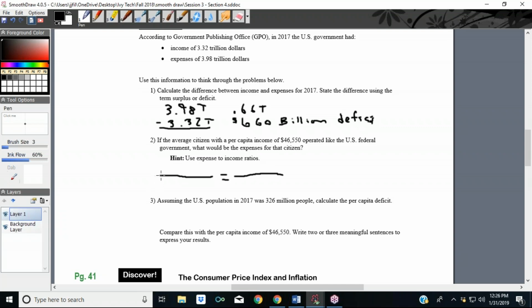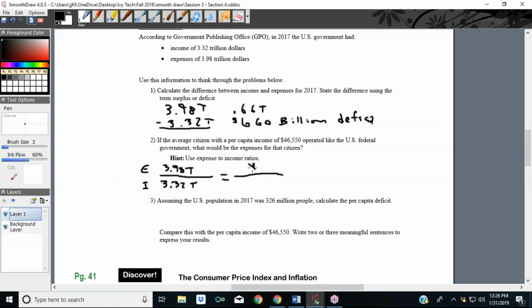So what do we have? We have the expenses. I'll just put the expenses on the top and the income on the bottom and make a proportion. So for the government, the expenses were 3.98 trillion. The income was 3.32 trillion.